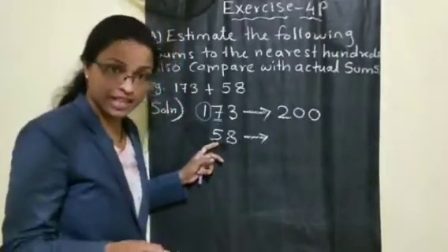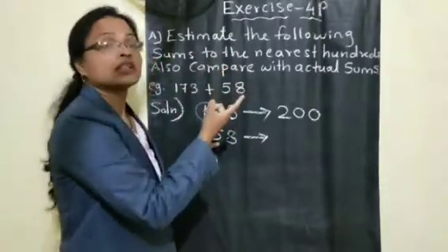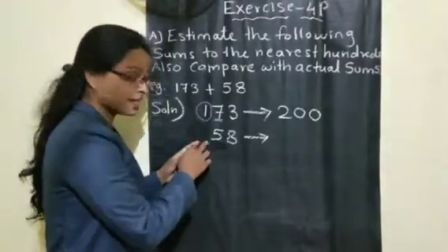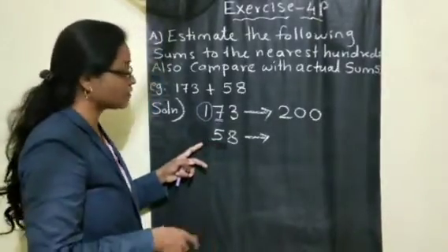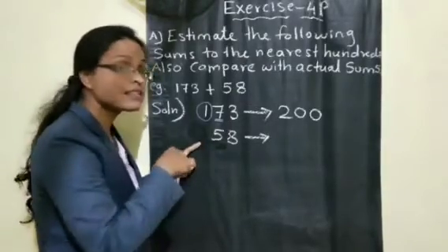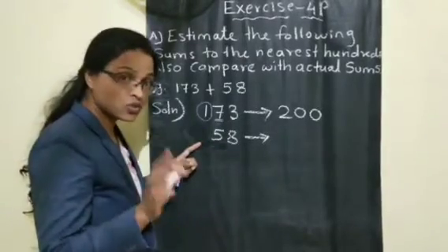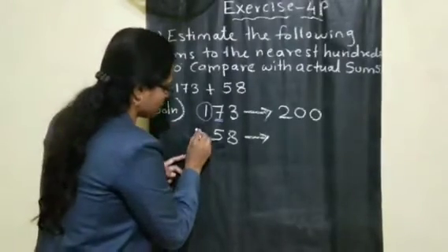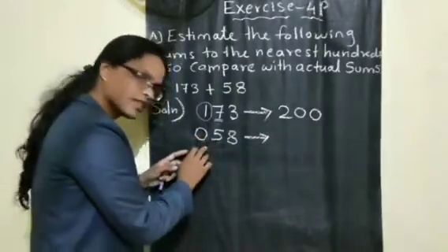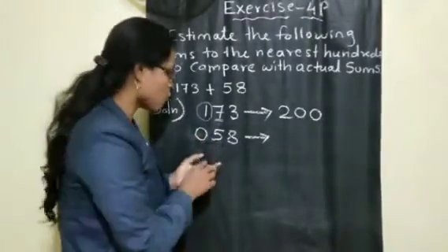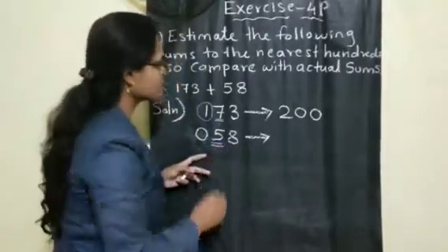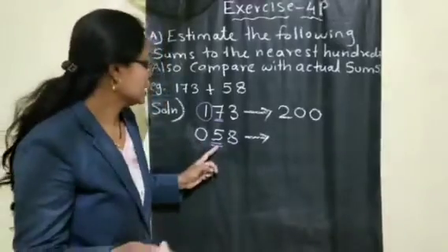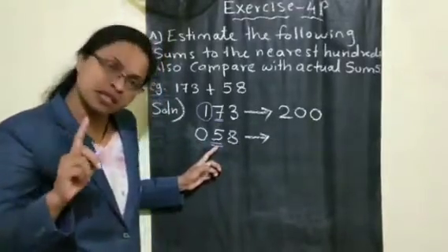Okay. Now let us move to the next number. The number is 58 and we have to estimate to the nearest 100. So we have to observe the tens place. But if you observe here in the 100 place, there is no number. If there is no number, we consider it as 0. So the number in the hundreds place here is 0. Now let us decide whether this 0 will remain the same or change. In the tens place the number is 5.